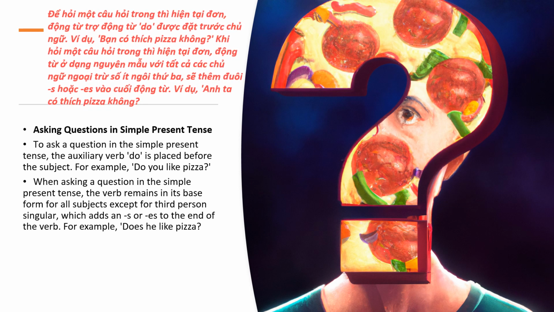The use of the auxiliary verb do in questions helps to form a clear and grammatically correct sentence in the simple present tense. The verb remains in its base form for all subjects except for third person singular. This means that the verb like remains the same in do you like pizza and does he like pizza, while do and does change to match the subject. Asking questions in the simple present tense can help to gather information and clarify details. It is a useful skill for language learners to master and can be applied in a variety of situations.